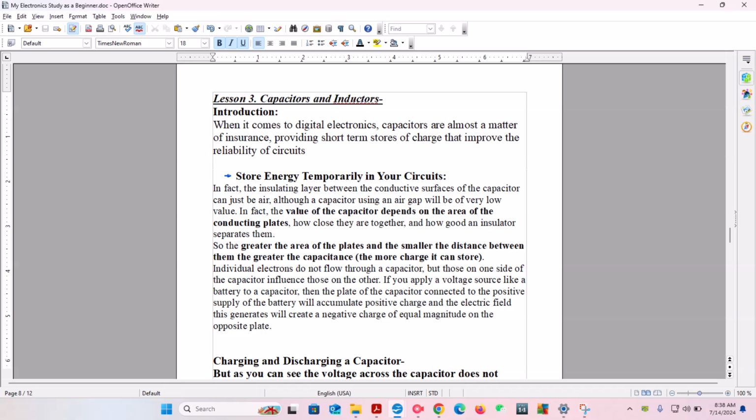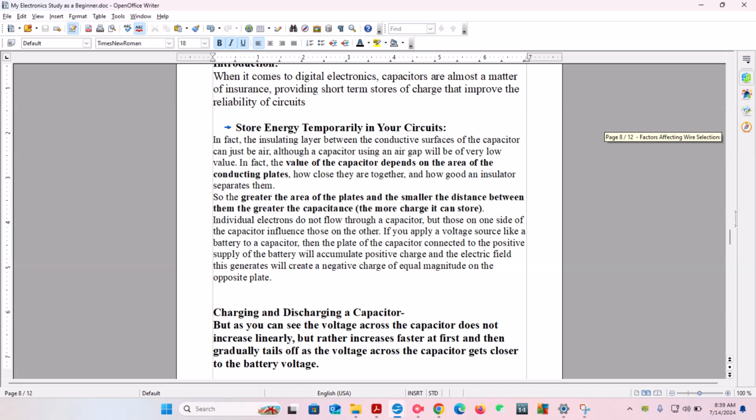Now, when it comes to digital electronics, capacitors are almost a matter of insurance, providing short-term stores of energy charge that improve the reliability of circuits. So here's our main purpose: to store energy temporarily in the circuits.